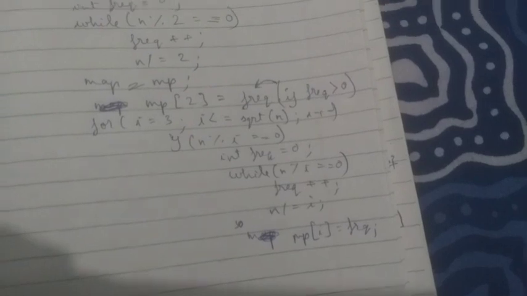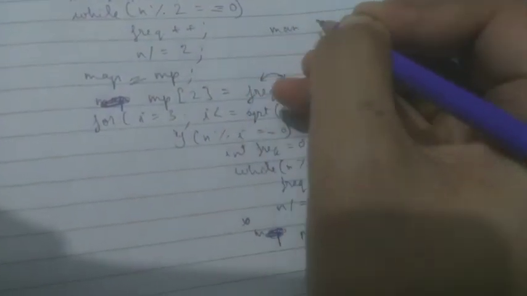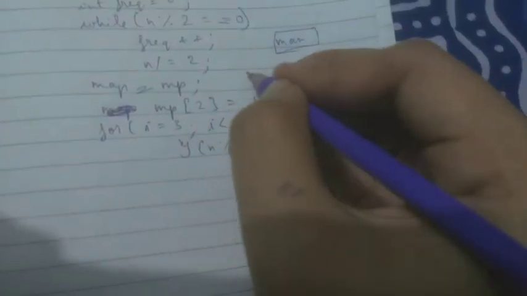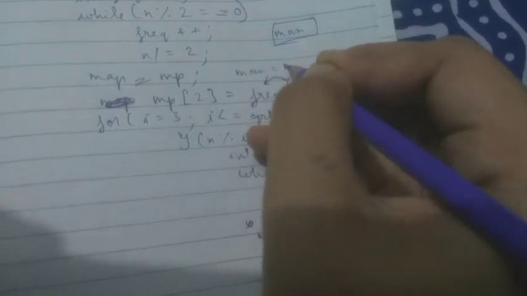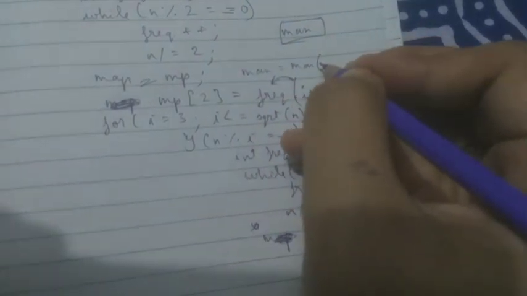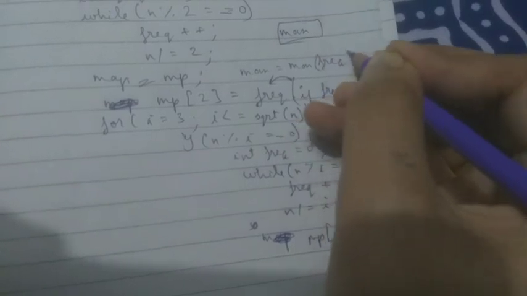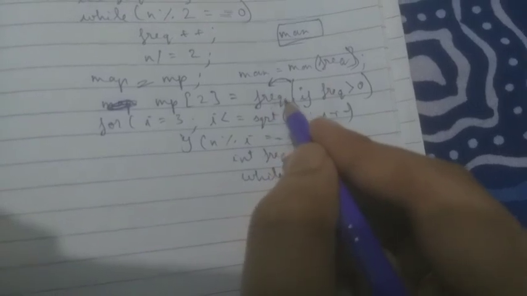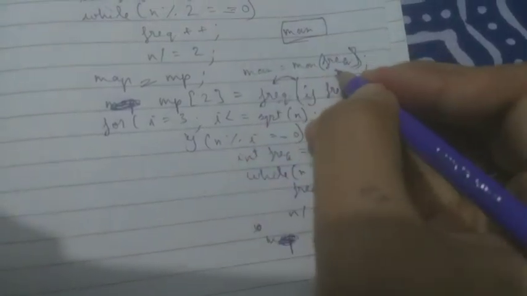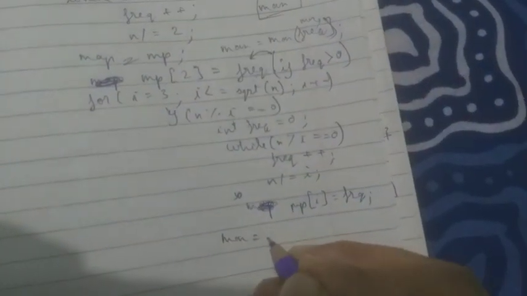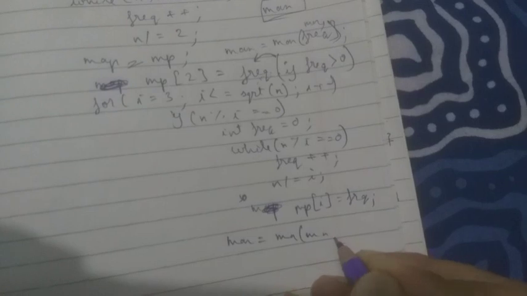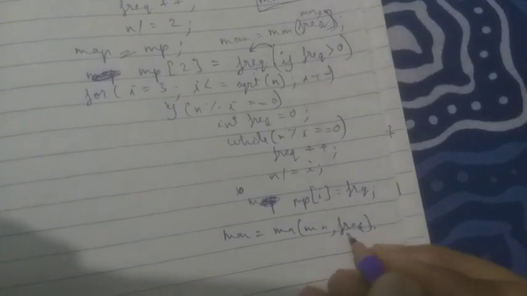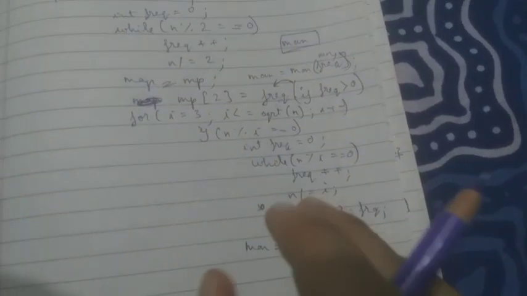Now remember one thing, we need to initialize a variable called max. So what is max? Max is the maximum of all possible frequencies. So in this case, if this occurs, we have to make max equal to max of max comma frequency. That is, we have to find out the maximum frequency of the prime factors.